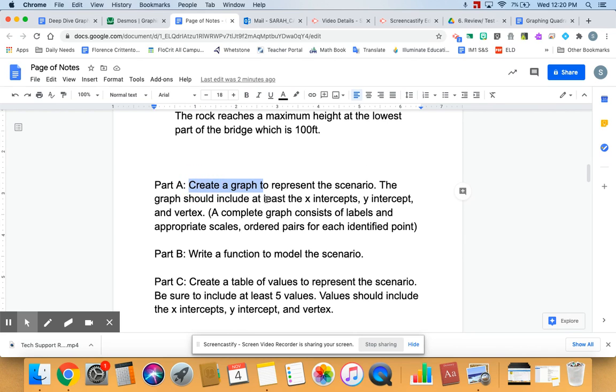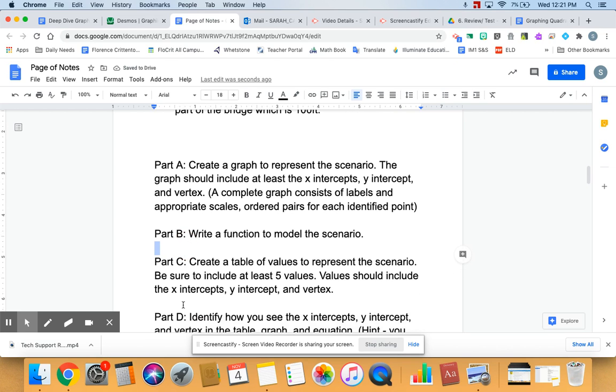The graph should include at least your x-intercept, y-intercept, and vertex. So should your table. A complete graph consists of labels, like height of rock for the y-axis and time that's gone by for the x-axis, and scales, meaning how much your tick marks are worth. Ordered pairs for each identified point: let's say you find an x-intercept is 7, 0. When you graph it, they want you to write that next to the point.